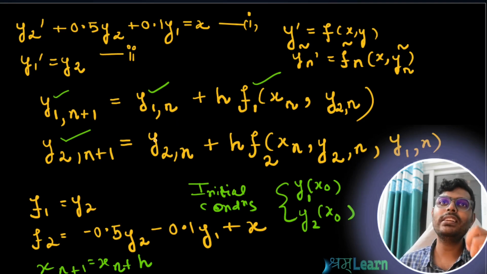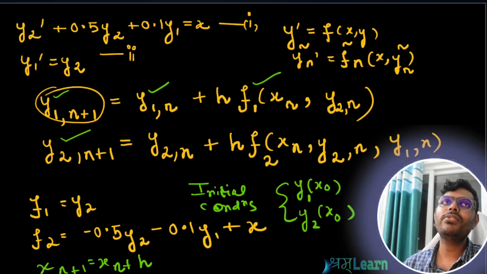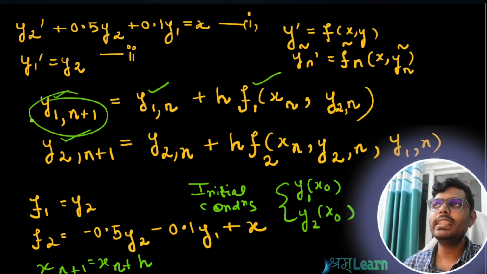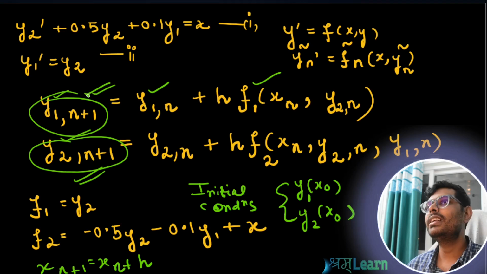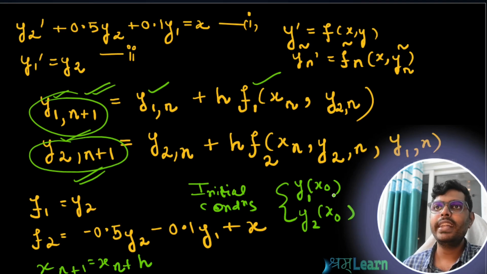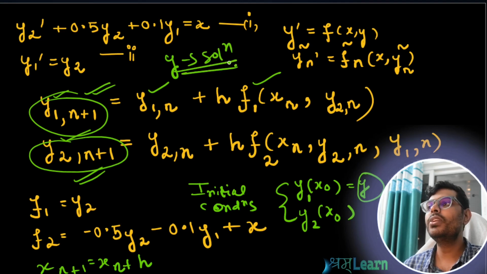If I know the initial condition, I can find y1 n plus 1. This can be found by the initial condition. If I know that, I can find the next y1, that is y1 n plus 2, and so on, and I can complete the y1 array. And if I complete the y1 array, this is nothing but y, and y is our solution. So y is the solution. So shall we go and code this?